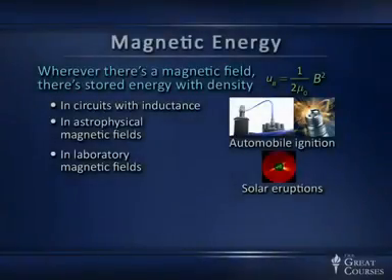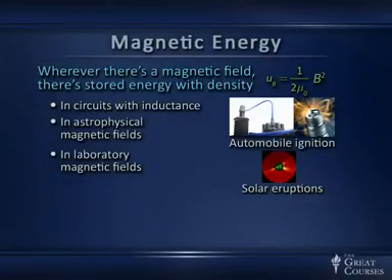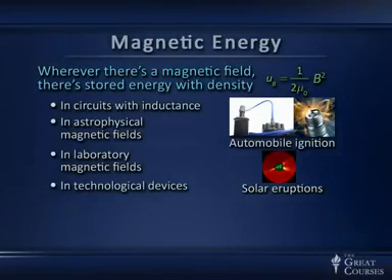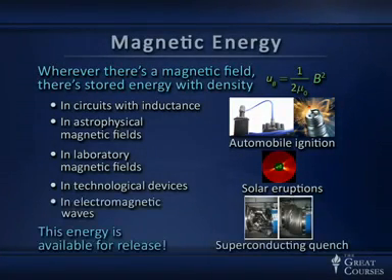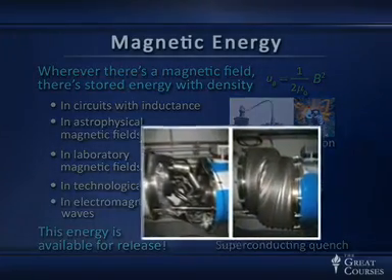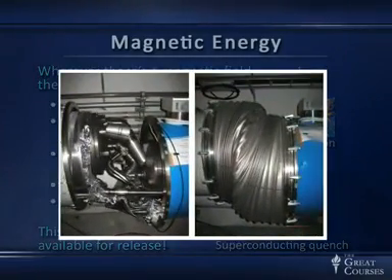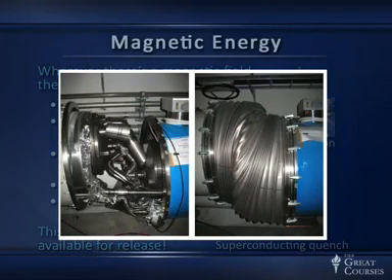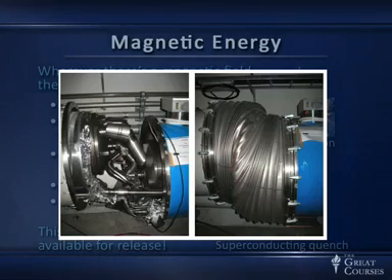In laboratory magnetic fields, we store energy. In a lot of technological devices, we store energy in magnetic fields, and most importantly, we'll get to this in Lecture 40, in electromagnetic waves, this energy is available for release. You see at the bottom right here the results of one of these superconducting quenches, where magnetic energy was released unexpectedly and explosively, too quickly. Magnetic energy is truly universal.